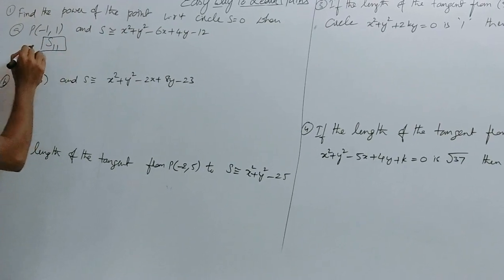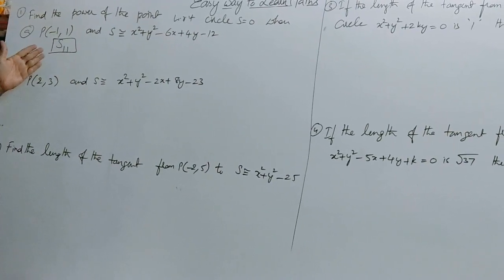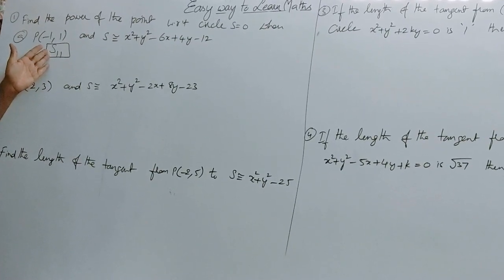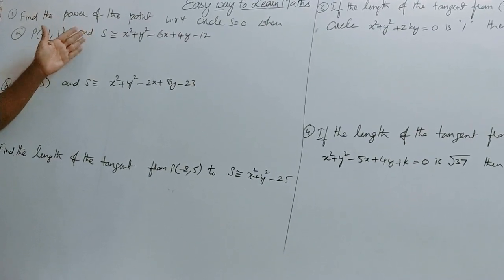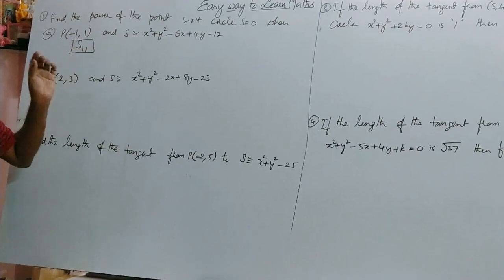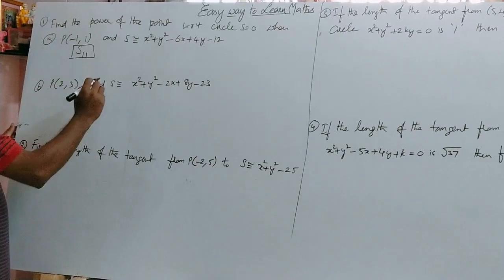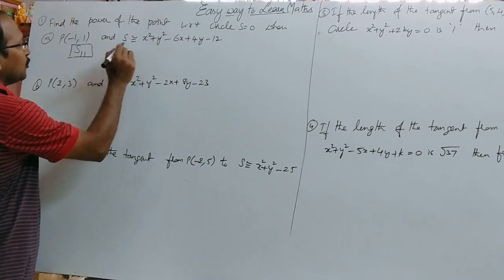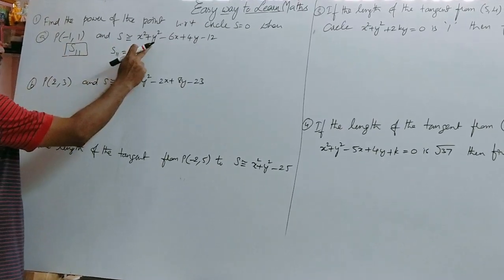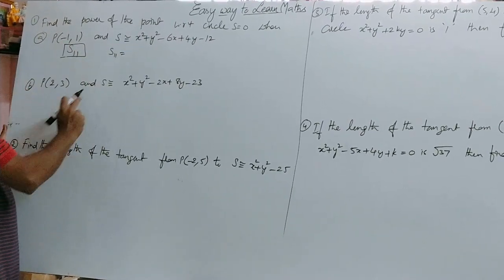In previous sessions we already learned about these notations. S11, how we derived from S? Simply substituting that point in the equation of the circle, we can derive the value of S11. Let us substitute. Then S11 is equal to, in place of x we have to substitute -1, and in place of y we have to substitute 1.